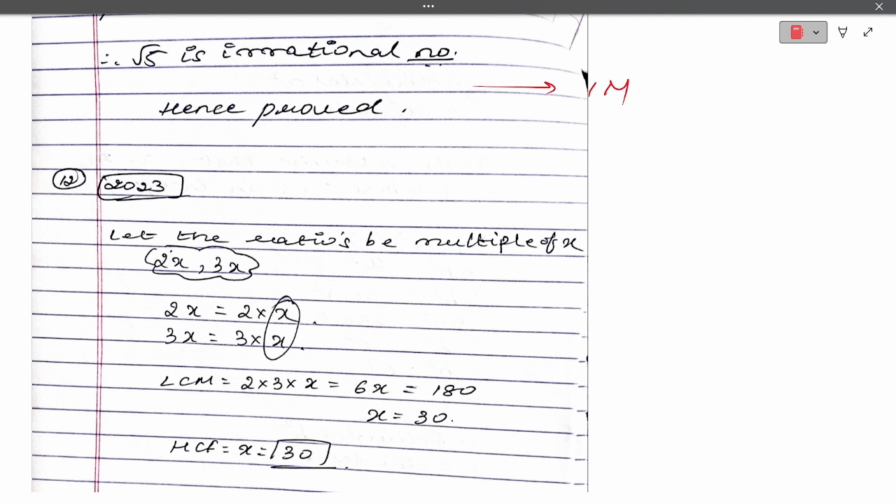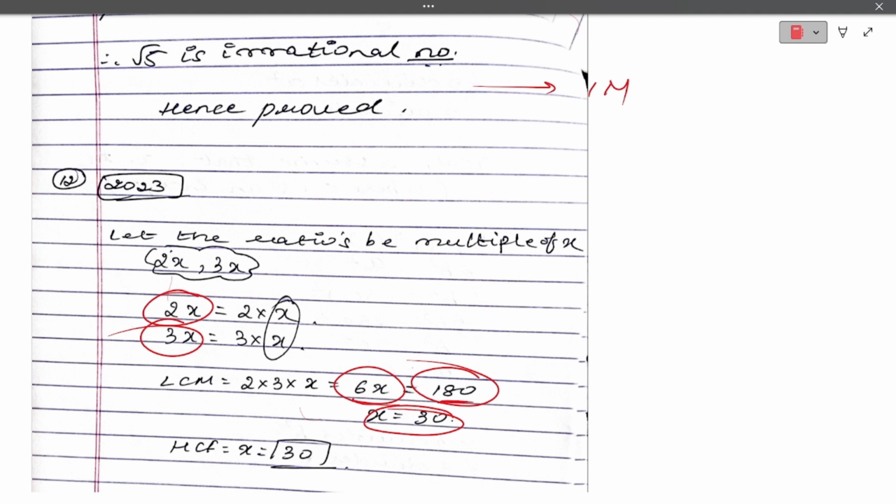So let the numbers be 2x and 3x. So the LCM will be 2 into 3 into x, that is 6x, and then the HCF we have to find out. So we know 6x is equal to 180. They have given the LCM as 180.